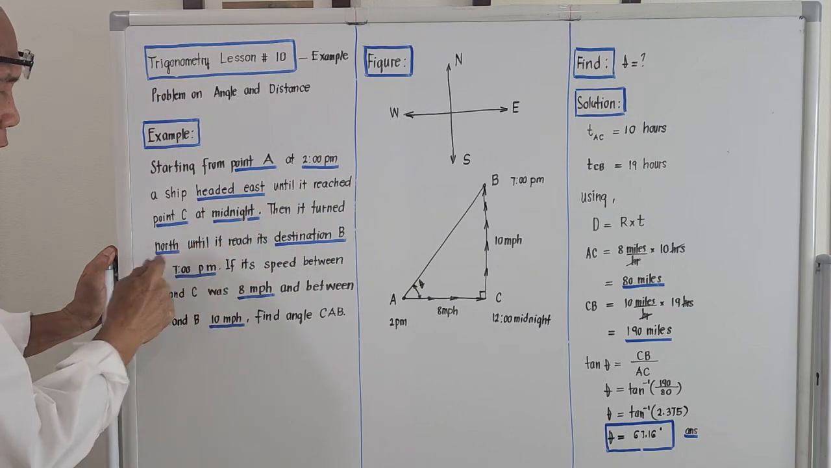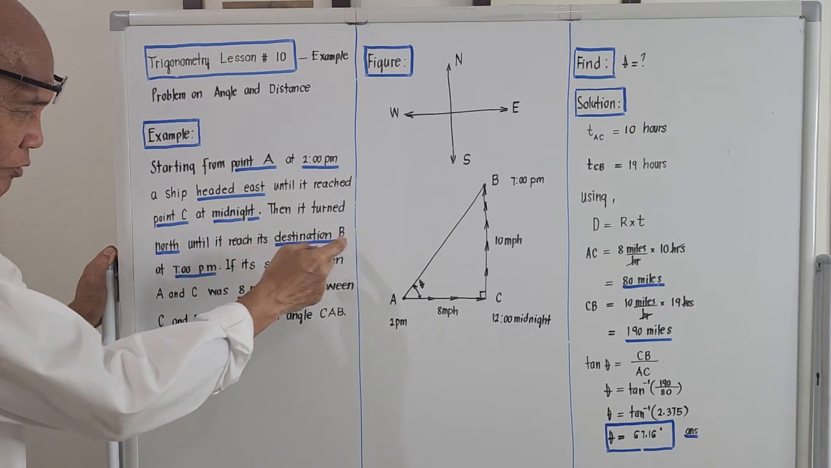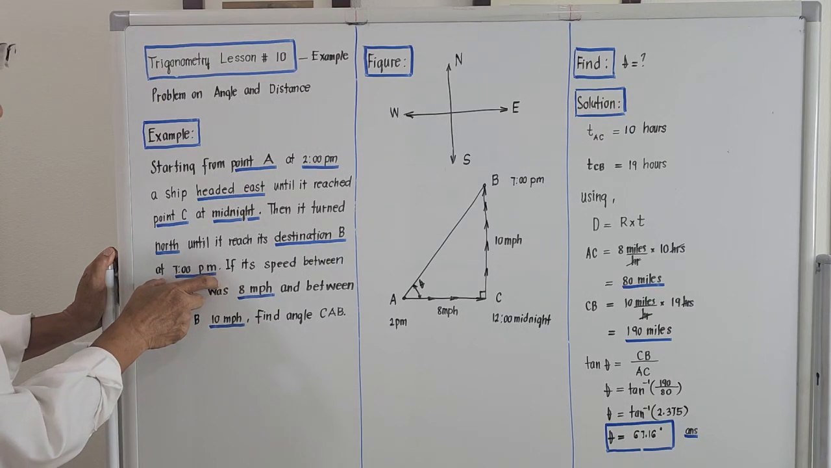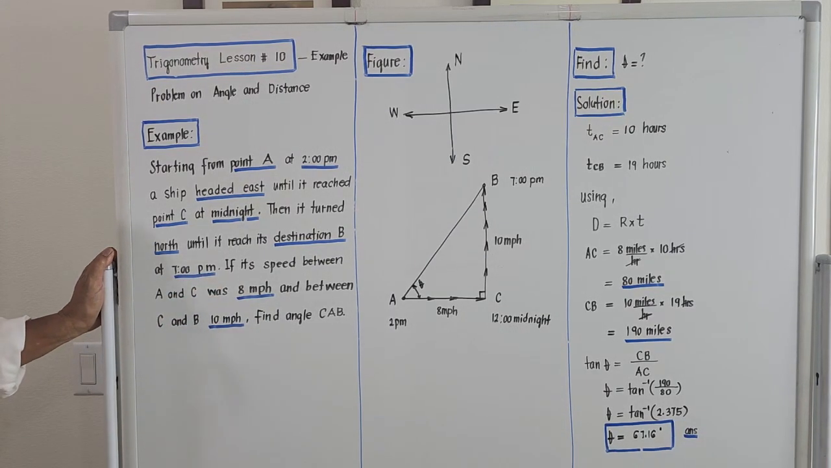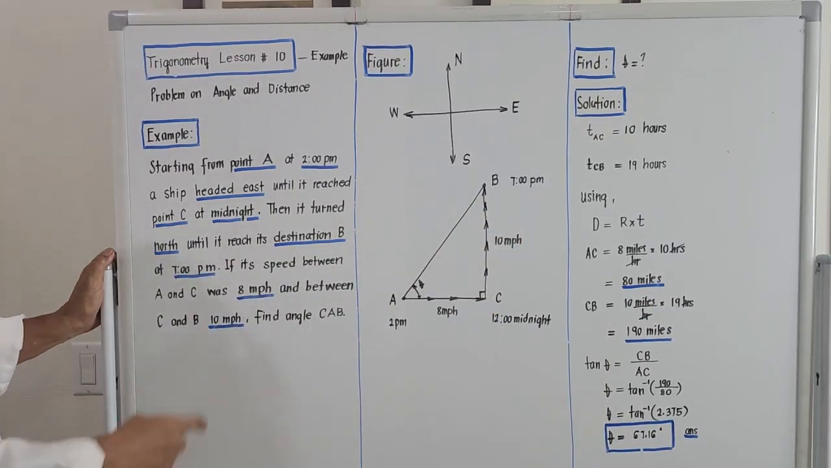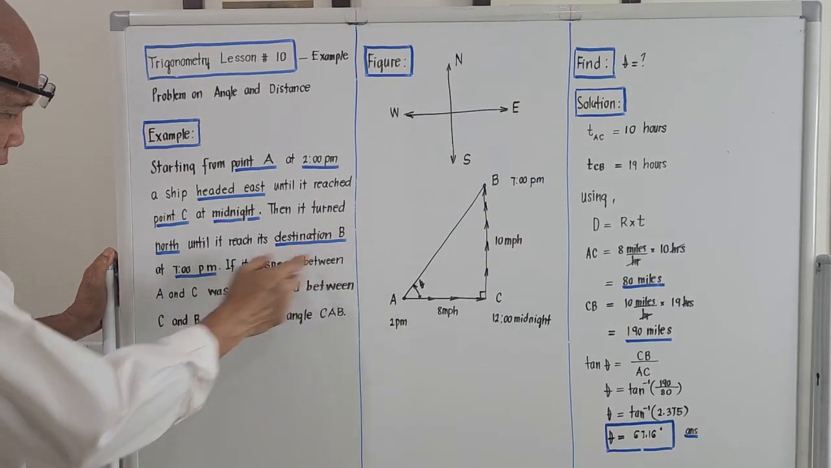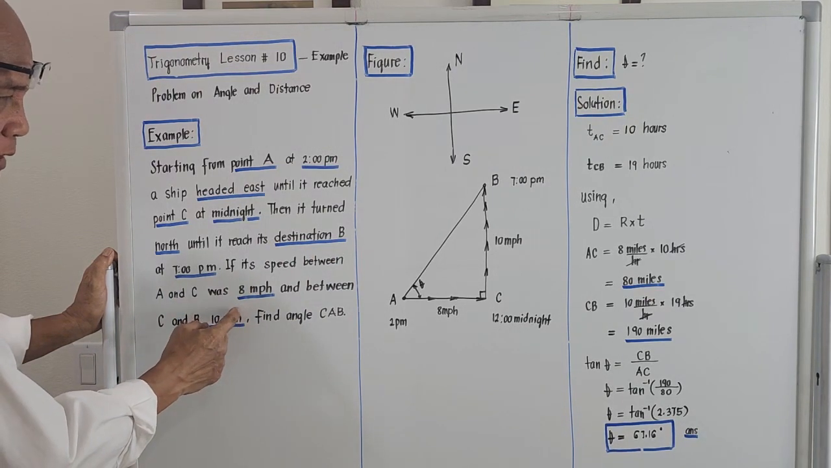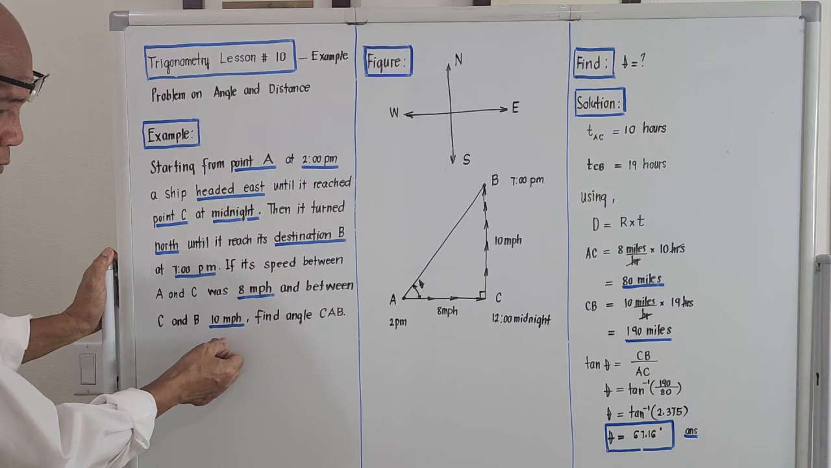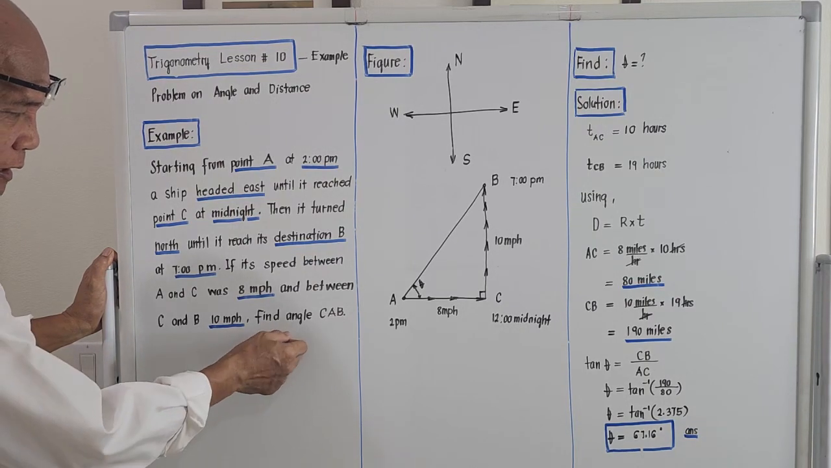Then it turned north until it reached its destination point B at 7 p.m. That is a long time, right? From midnight to 7 p.m. If the speed between A and C is 8 miles per hour and between C and B is 10 miles per hour, find angle CAB.